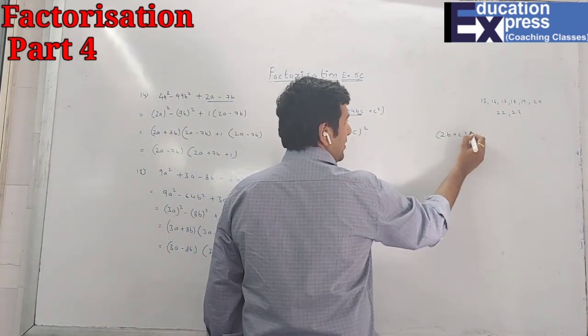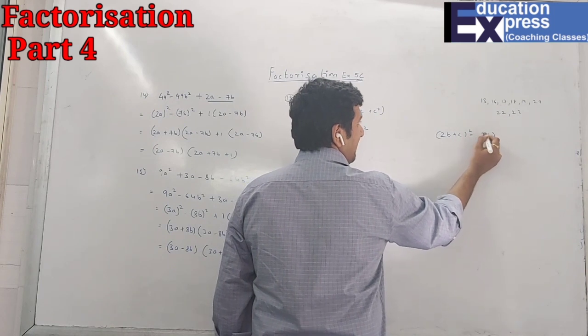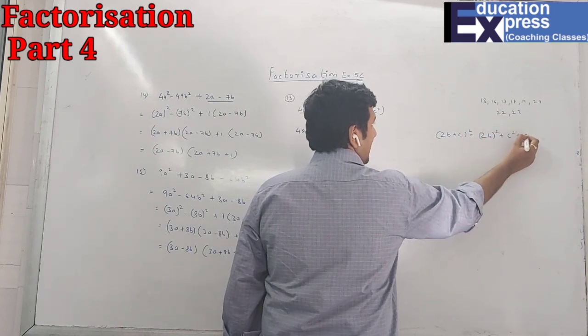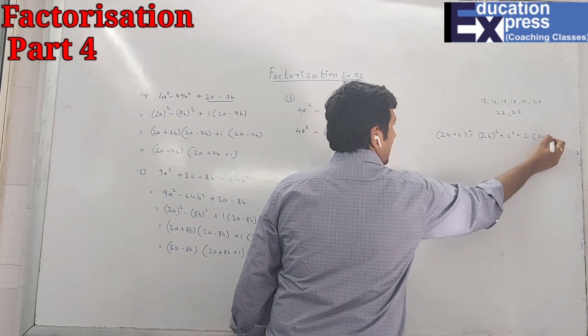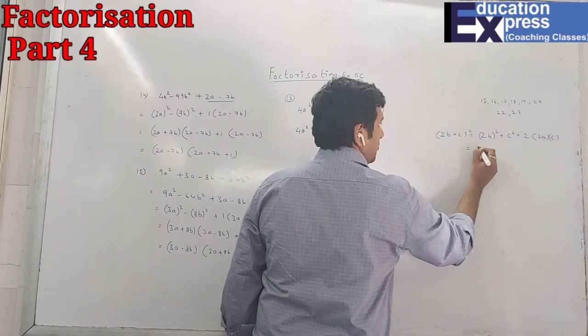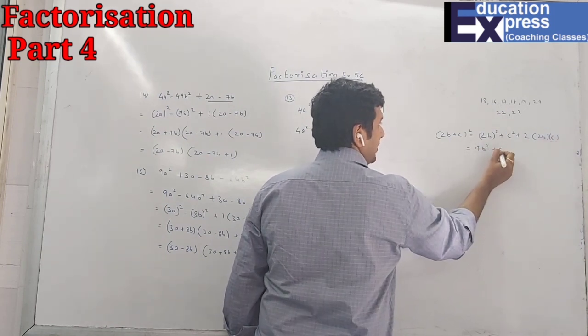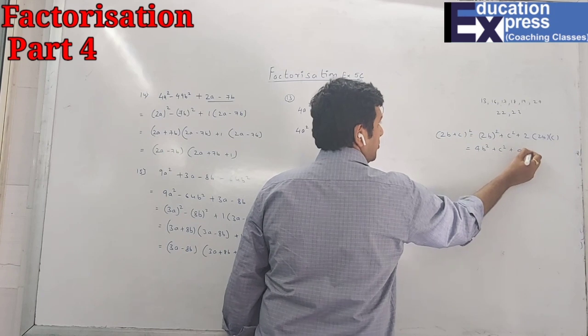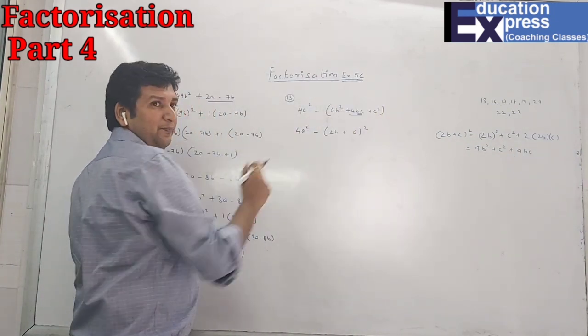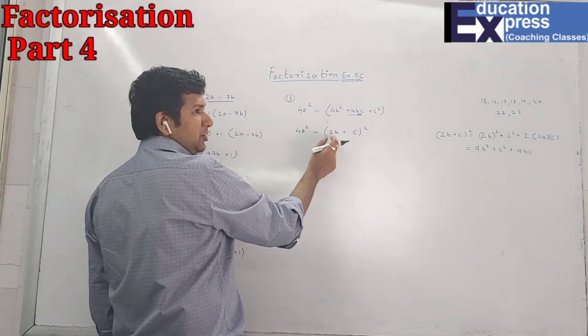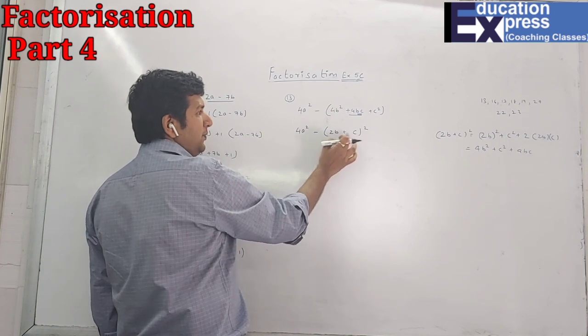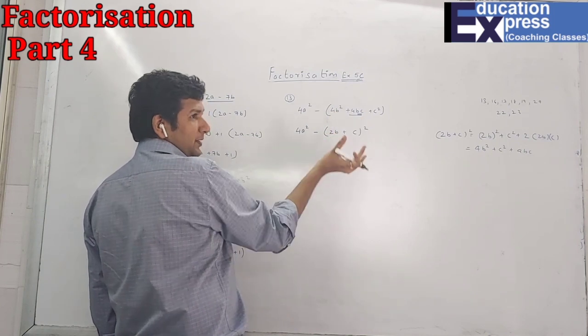2b plus c the whole square will be a square plus b square plus 2a into b. So 4b square plus c square plus 4bc. You can see the same thing. So instead of this, you can just write the compressed form, that is (2b plus c) the whole square. The answer will be this only.